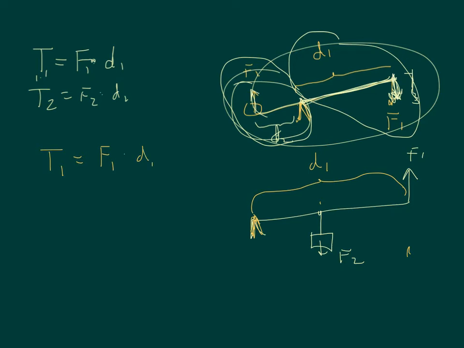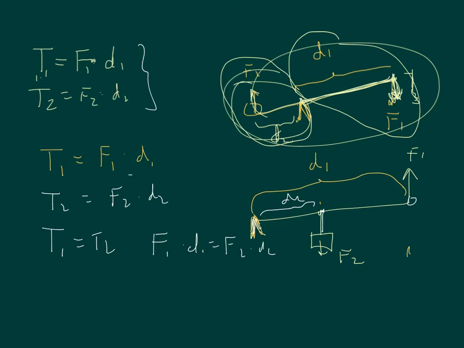How about force 2? Here is the force. How do we measure its distance? Between it and force 1? No, between it and the pivot point. So this becomes D2, and we have torque 2 equal to F2 times D2. The torques are equal to each other because we're in equilibrium, so F1 times D1 is equal to F2 times D2. Same thing we had up here. But remember, the distance is always defined as between the force and the pivot point, or the fulcrum.